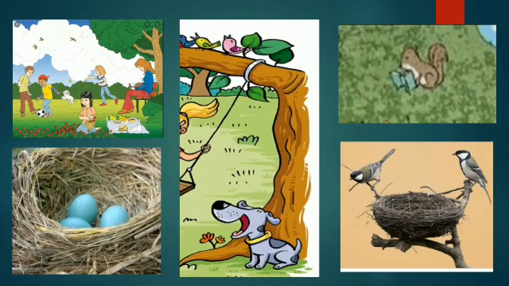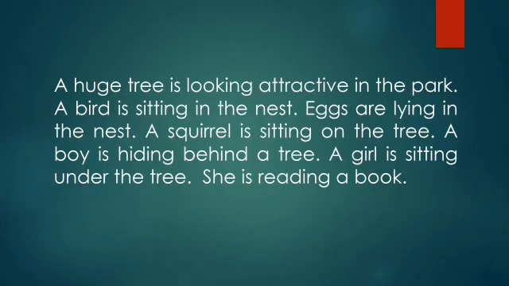We can see a nest, birds, squirrel, tree, eggs, etc. And the sentences would be: a huge tree is looking attractive in the park. A bird is sitting in the nest. Eggs are lying in the nest. A squirrel is sitting on the tree. A boy is hiding behind a tree. A girl is sitting under the tree and she is reading a book.